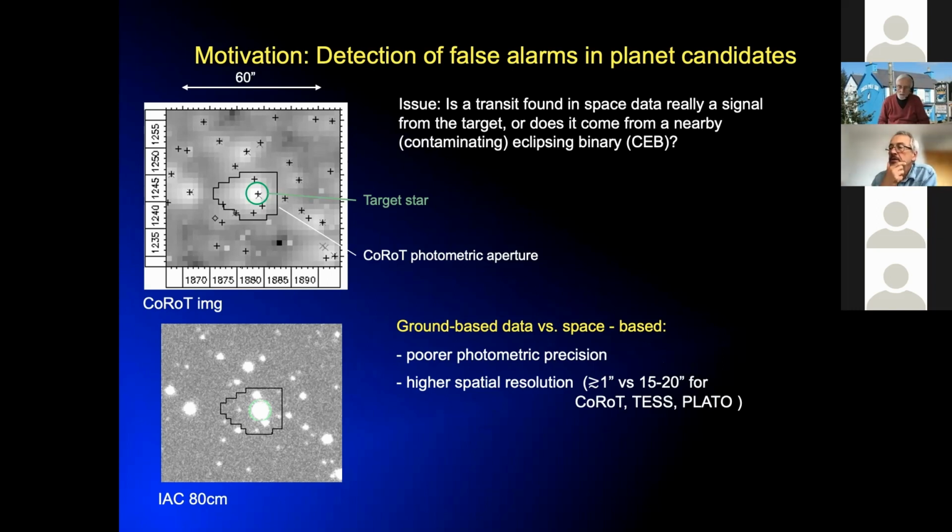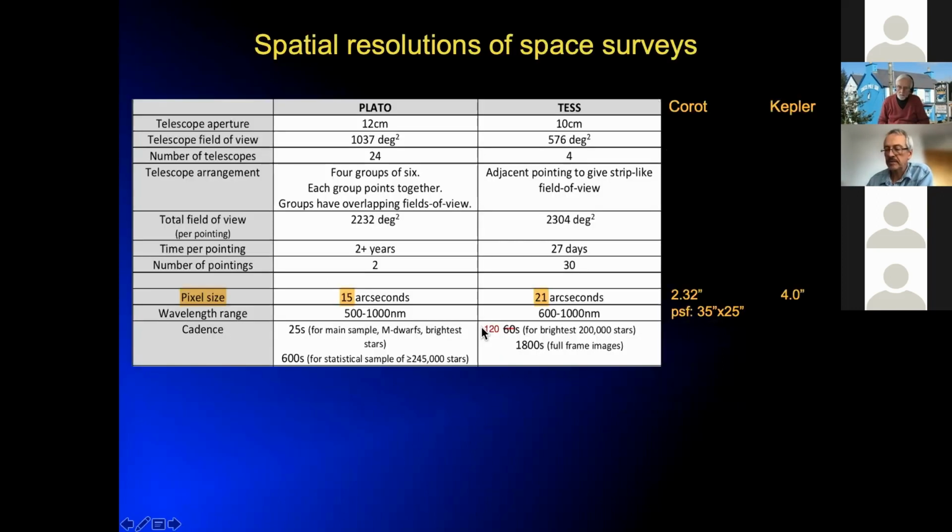So how can we do something useful with that? Doing ground-based observations. First here a comparison of the various space missions. Just looking at the pixel size, Plato has 15 arc seconds, TESS has 21 arc second large pixels. Corot had smaller ones, but a point spread function that was very large. And only Kepler really had a higher spatial resolution. And indeed, in Kepler, the photometric follow-up was not really very needed or relevant.